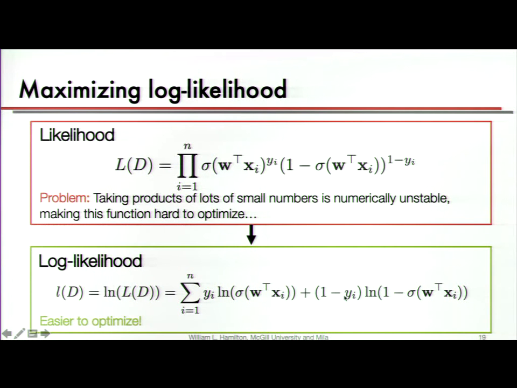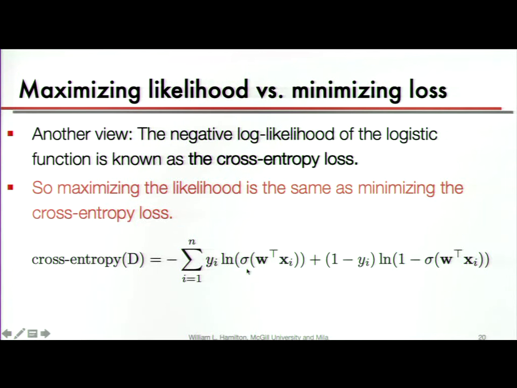So we derived this log likelihood. We want to maximize this function. This is the likelihood of the data given our model. But we can also think about minimizing the negative of that function, and people call that the cross entropy loss. So oftentimes there's this kind of equivalence between maximizing the likelihood of a model and minimizing some loss.